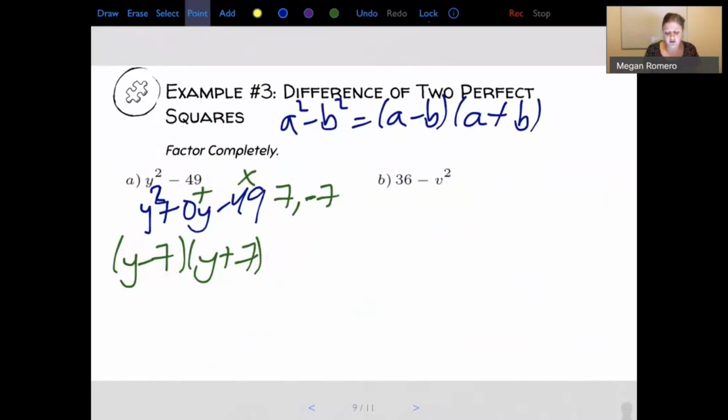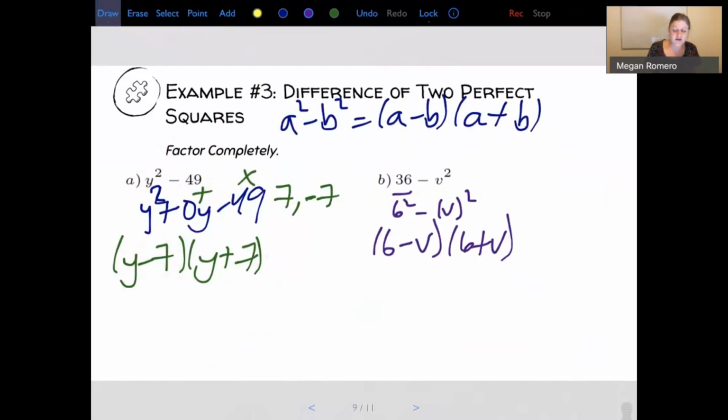Next, in part B, I want to emphasize that the order is important here. Our first term is 6. Our second term is v. Both of them are squared, and so we can use the difference of two perfect squares. So this becomes 6 minus v, 6 plus v. And the order here is very important.